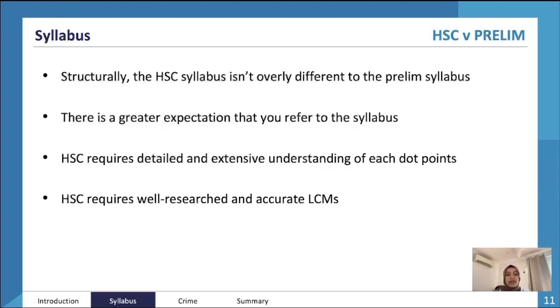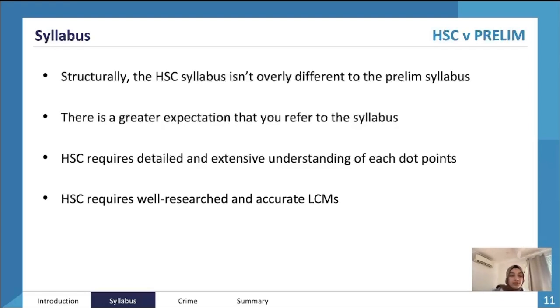HSC requires detailed and extensive understanding of each dot point, whereas that may not have been the case in prelim, because remember, there is no external exam in prelim for most students. HSC is the main external exam. For some of you, trials can also be an external exam. You may have had external exams if your school had bought papers from outside, but really the HSC is the main one that everybody has.